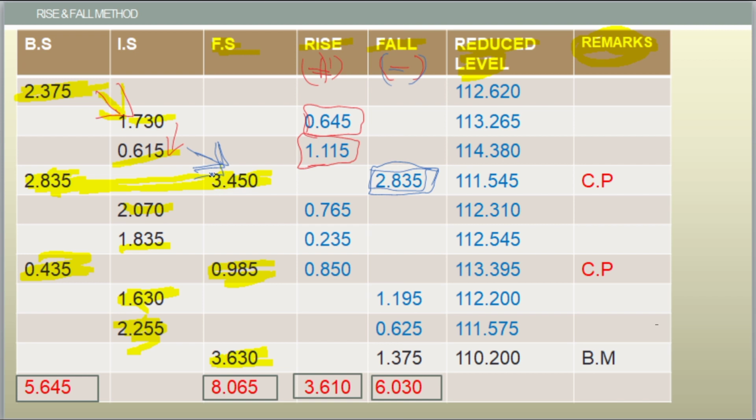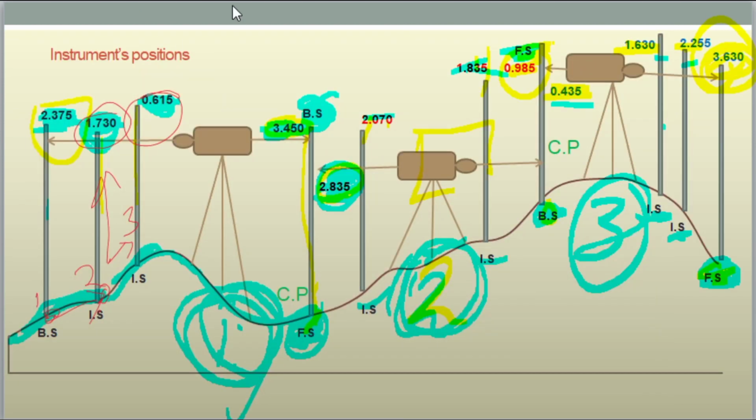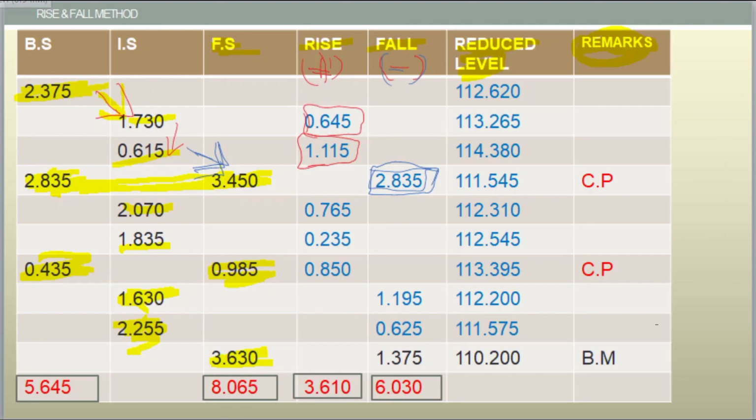Again we start on the second positioning of the instrument. So here is the second positioning of our instrument. We start again. So here we had our first reading, the back side. So this becomes our first reading, our second reading, third reading, and lastly our fourth reading. So we are going to tackle only this section here where the instrument was at position 2.